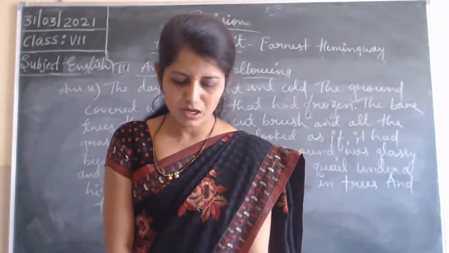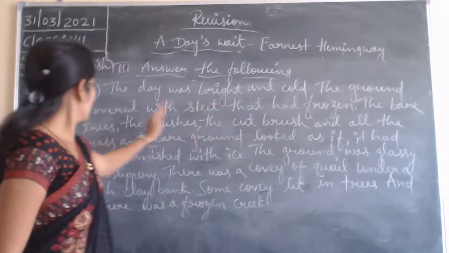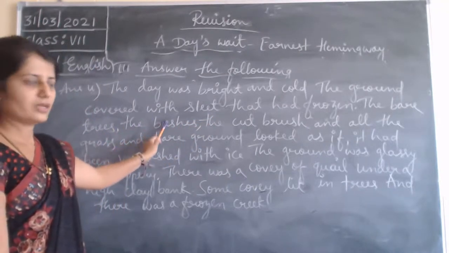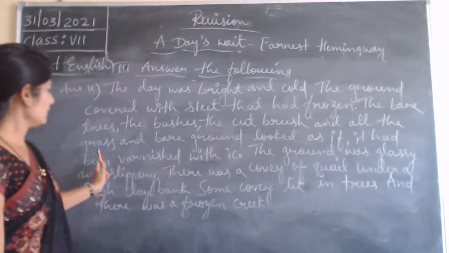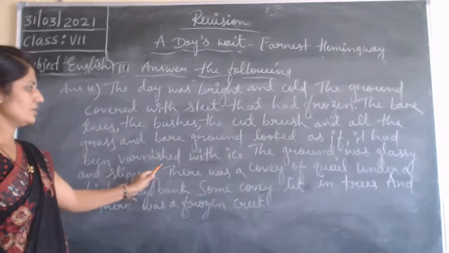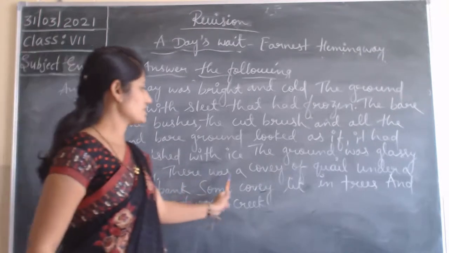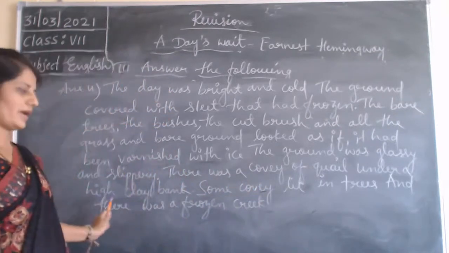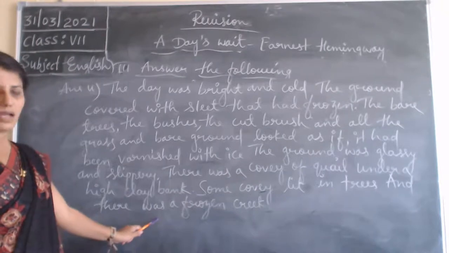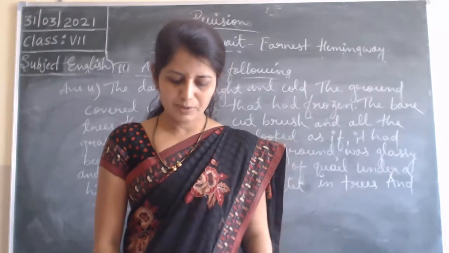So the question is, how does the author describe nature? So the day was bright and cold, the ground covered with the sleet that had frozen, the bare trees, the bushes, the cut brush, and all the grass and bare ground looked as if it had been varnished with ice. The ground was glassy and slippery. There was a covey of quail under a high clay bank. Some covey lit in trees. And there was a frozen creek. So this was the nature described by the author.